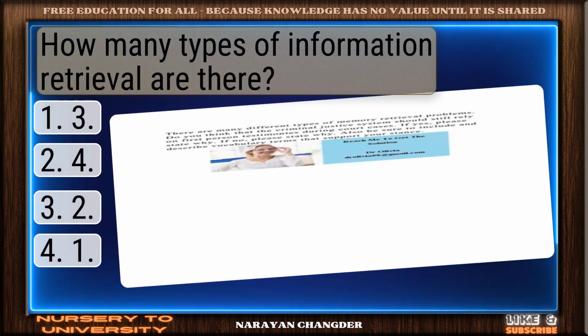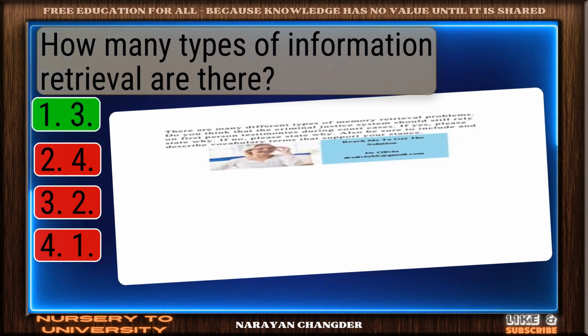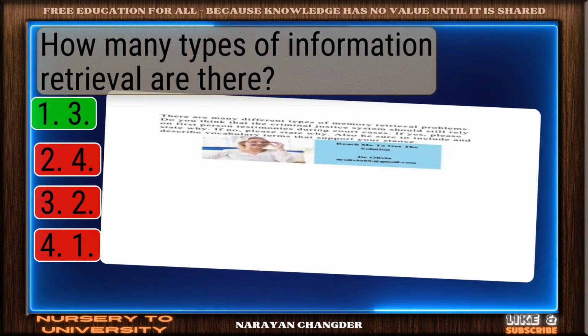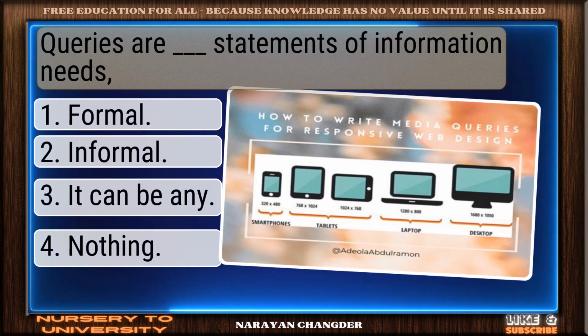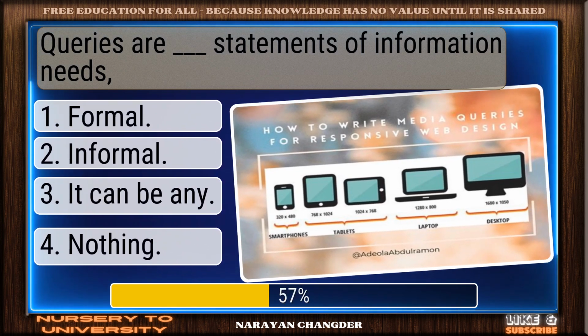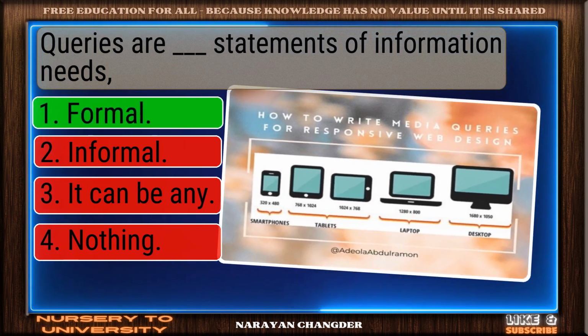How many types of information retrieval are there? Solid response. 3 is a valid choice. Queries are dash statements of information needs. Good job. Your answer, formal, works well here.